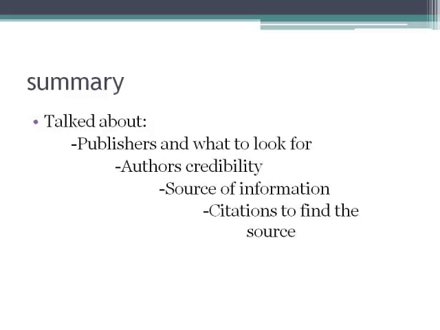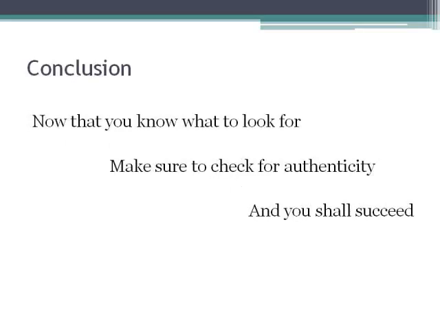So to summarize, when evaluating information on the internet, you should check for the publisher, see who published it and when it was published, the author's credibility, whether or not the author is reliable, the source of information, find out where this person got their information, and citation. So in conclusion, when evaluating information on the internet, make sure you check for the author's authenticity, and you shall succeed.